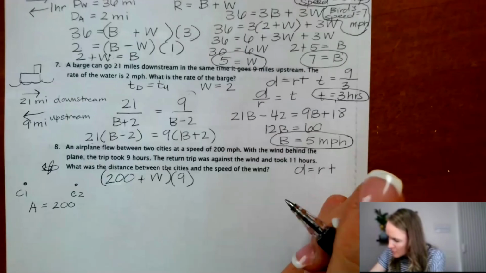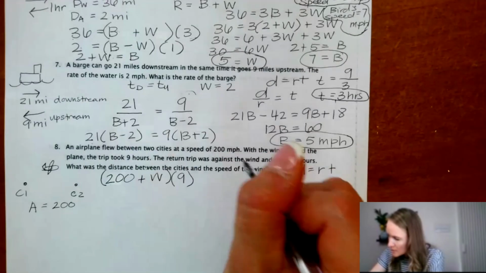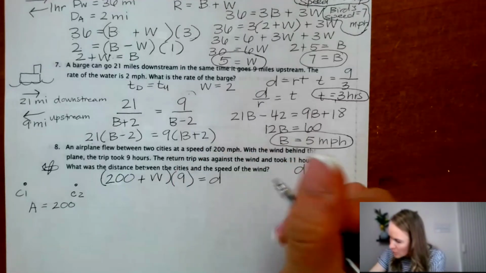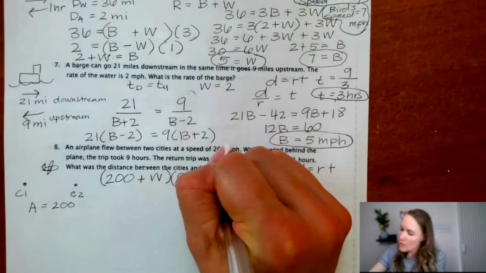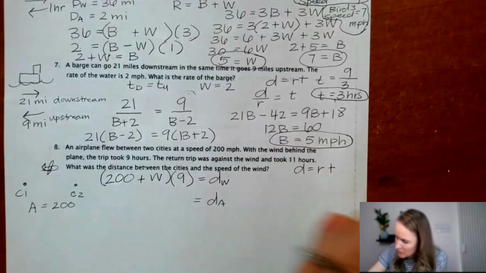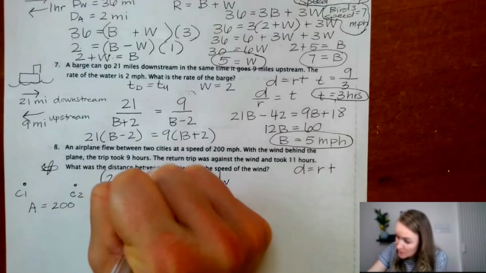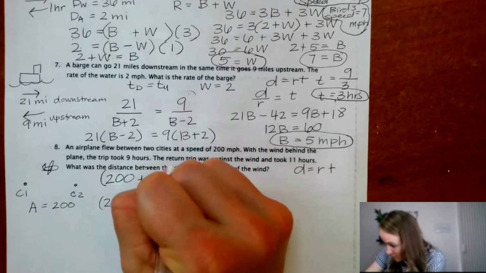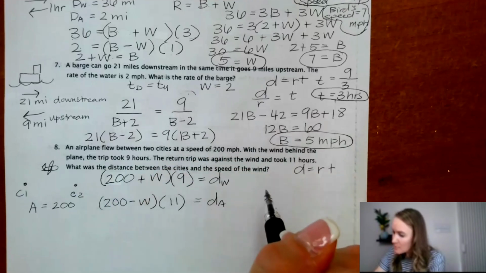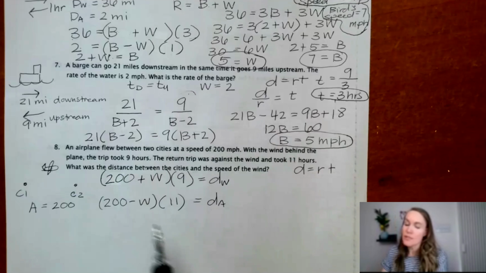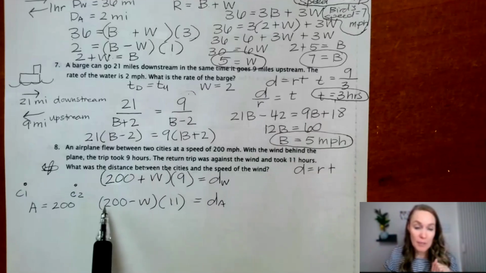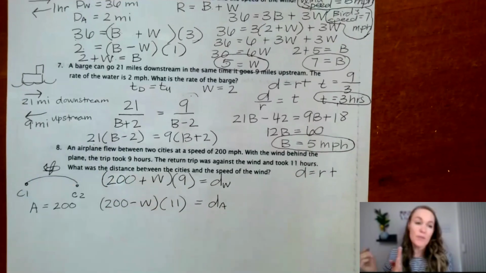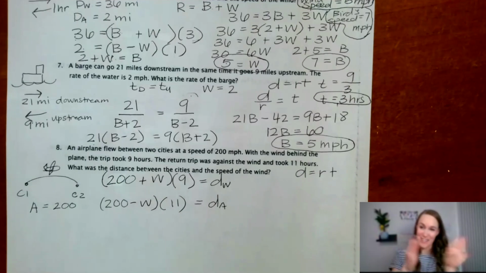Between two cities, we don't know the distance yet. Okay, distance with the wind. Distance against the wind is going to be 200 minus W because the wind is not helping me, it's working against me. And it took 11 hours. What was the distance between the cities and the speed of the wind? Let's find the speed of the wind first. That means we're going to set this equation equal to this equation because the distance between the cities is always going to be the same, whether I'm going this way or this way.